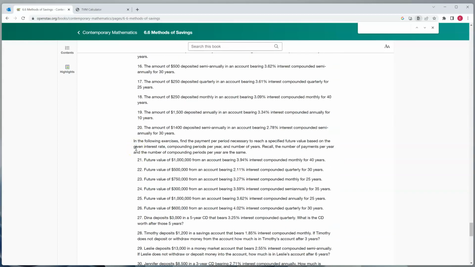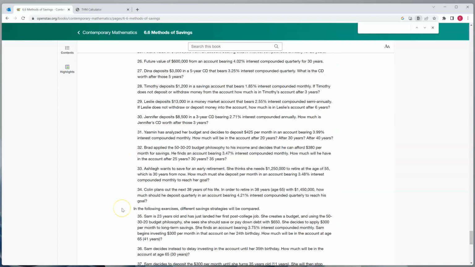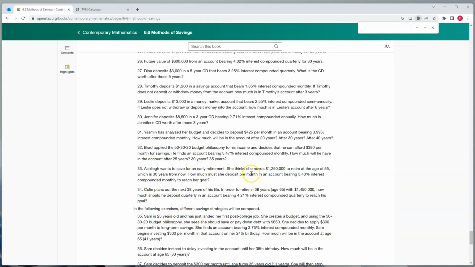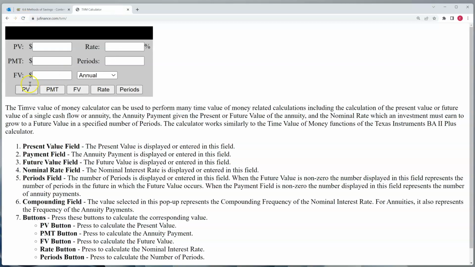So let's go down to some examples real quick. Let's talk about Ashley here. She wants to save for early retirement. She thinks that she needs about $1,250,000 to retire at the age of 55, which is 30 years from now. So she's 25 and she wants to retire at 55. So how much must she deposit per month in an account bearing 3.48% interest compounded monthly in order to reach her goal? So let's look at how we could help Ashley calculate this.